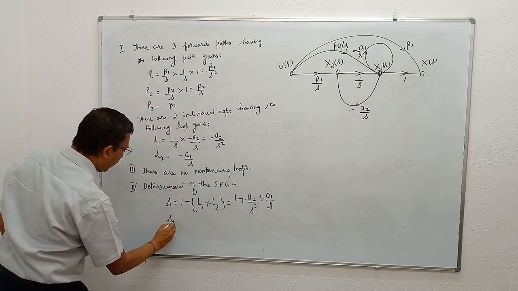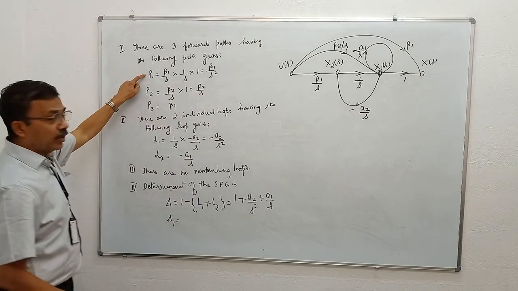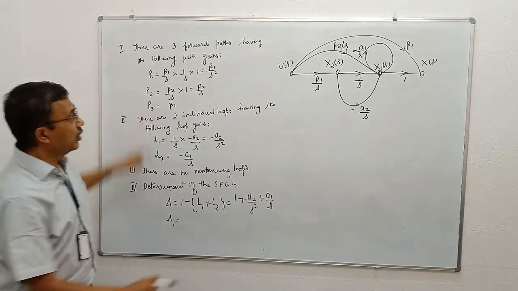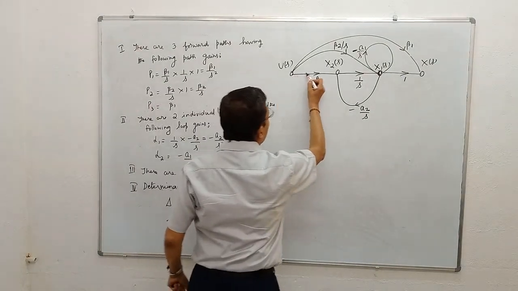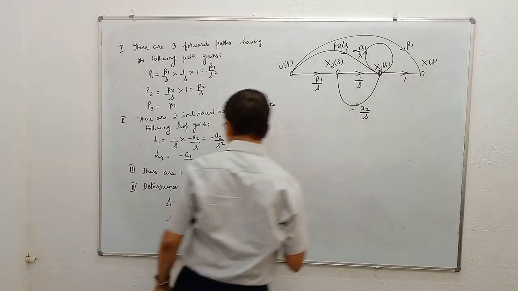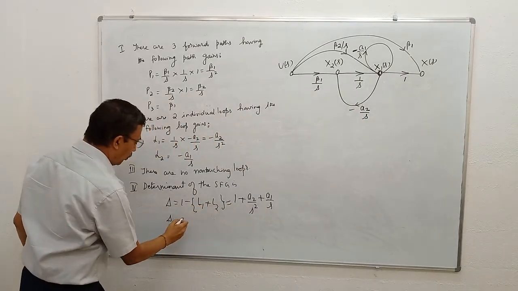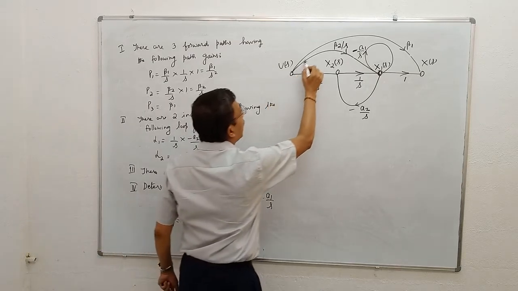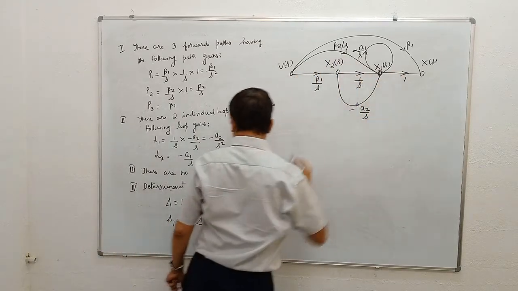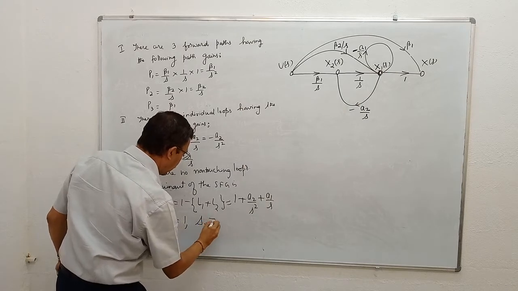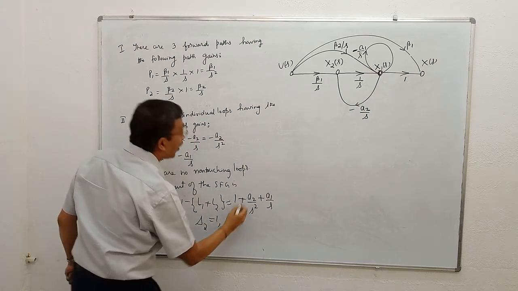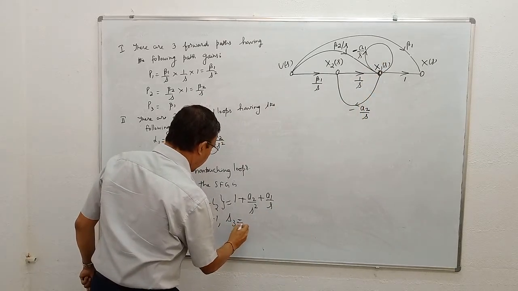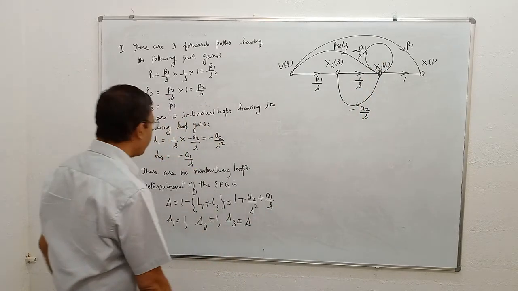What is delta 1? There are 3 forward paths, therefore you have to calculate 3 cofactors, delta 1, delta 2, delta 3. To the first forward path, all the loops are touching. Therefore L1 and L2 put to 0, delta 1 is 1. To the second forward path, both the loops are touching, therefore delta 2 is 1. To the third forward path, both the loops are non-touching, therefore delta 3 is nothing but delta itself.